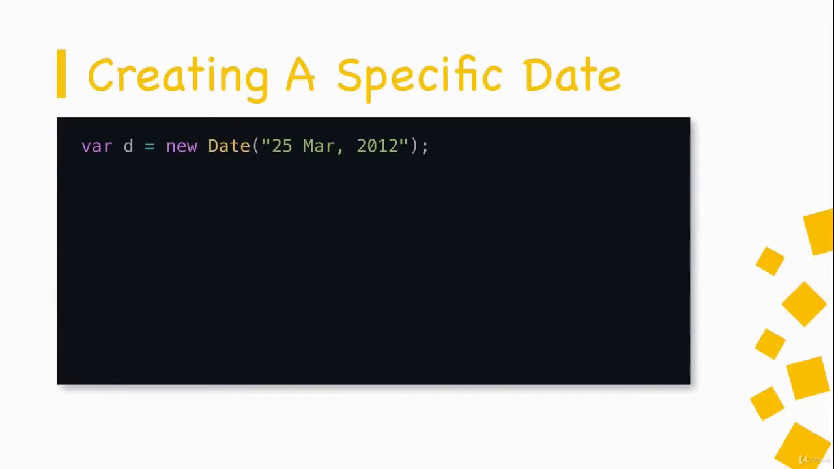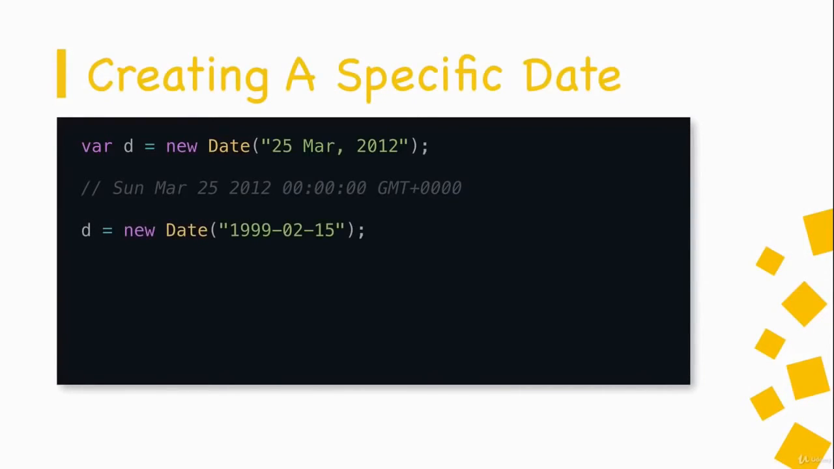Instead of specifying the number of milliseconds since the Unix epoch, or specifying the date and time separately as different parameters, we can type in a date string, basically a string that contains a date or a time. So in this case, we have 25 March 2012, and most of the time, JavaScript will actually create the right date for you. In this case, new Date results in Sunday, March 25, 2012, 00:00:00 UTC time. So it can parse a lot of different strings and formats, and most of the time it'll return the correct result.